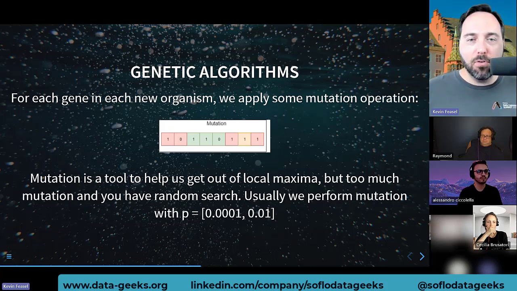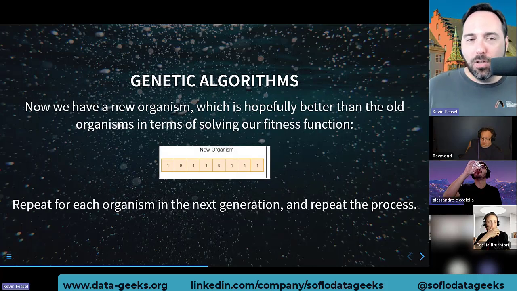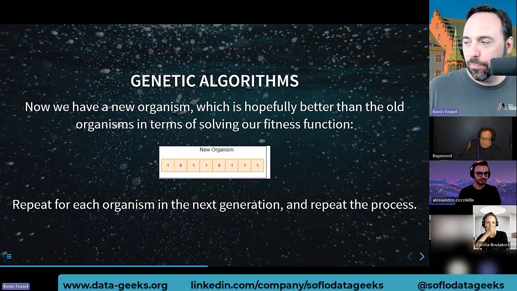So that's the general idea. We have crossover and we have mutation, and those are our two mechanisms of modifying prior generations to create new generations, and we repeat this process for however many generations we need to go through. And so that's our new organism. We're going to score it and repeat.